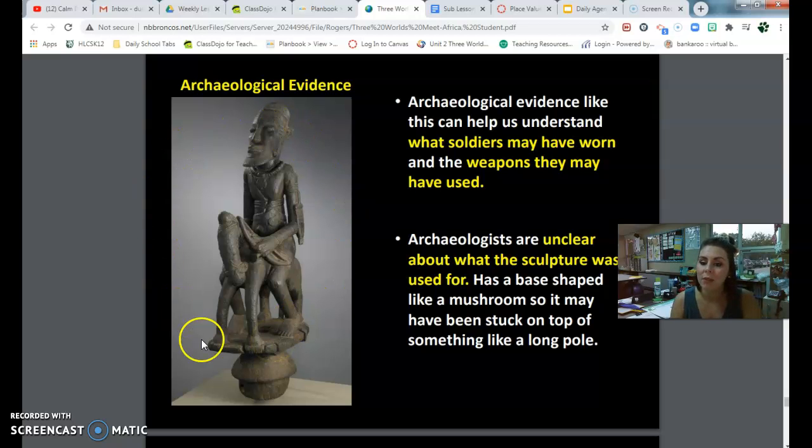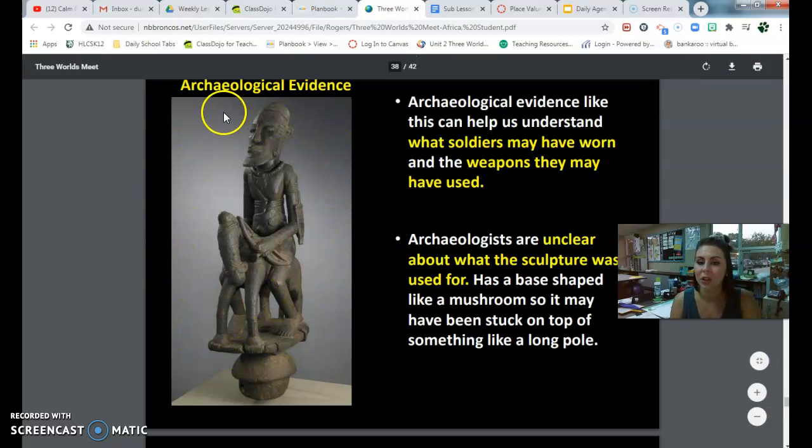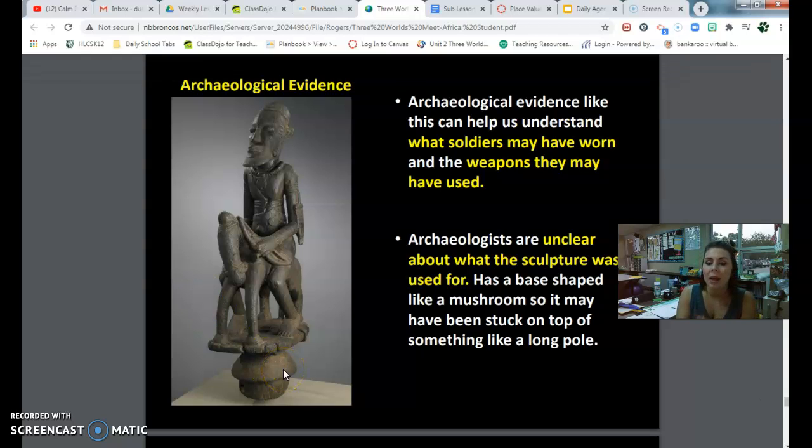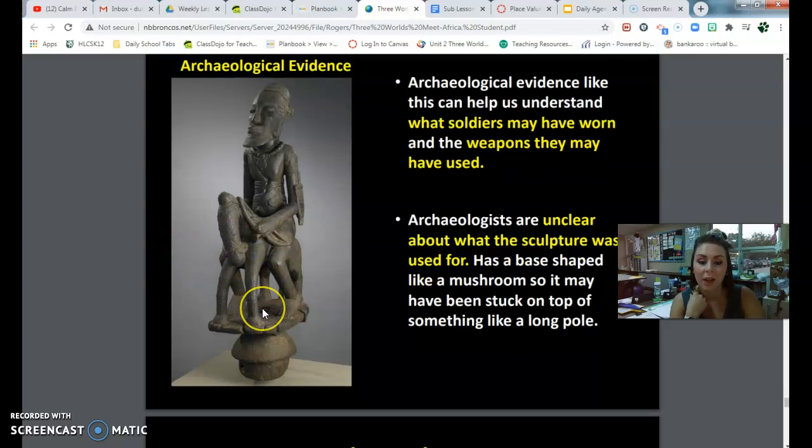So this is one of the cool things about archaeological evidence, is that it actually allows us to see something from the past and to know that individuals during this time period were actually using this device and this item, and now we have it to use. It's pretty interesting. So that's our first type of history, is historical evidence, is archaeology.